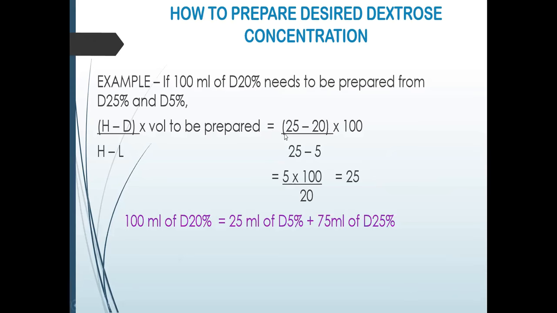Divided by the highest available concentration, which is 25, minus the lowest available concentration, which is 5, and multiplied by the volume to be prepared, which is 100 ml in this example. So it comes out to be 5 into 100 divided by 20, which comes out to be 25. So we have to take 25 ml of dextrose 5% plus the remaining amount, that is 75 ml of dextrose 25%.